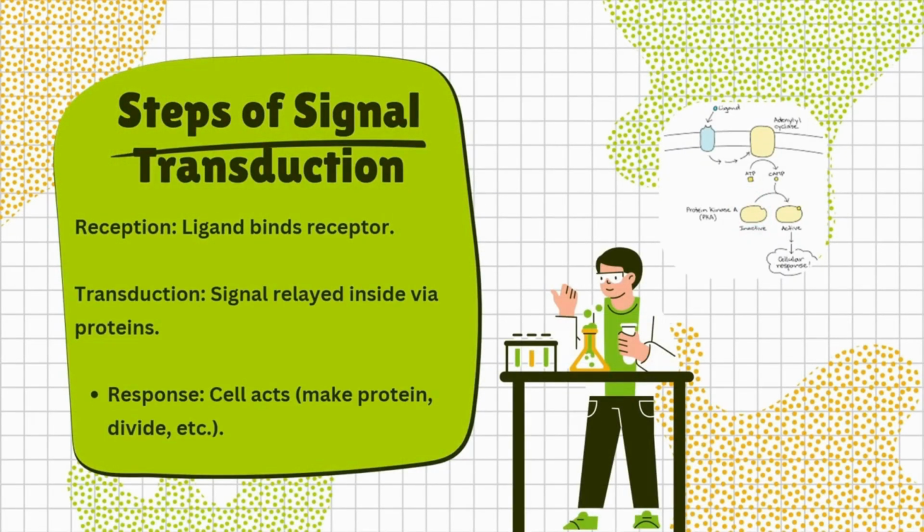When a signal reaches a cell, it goes through 3 main steps: reception, transduction, and response. Reception means the signal, called a ligand, binds to a receptor. Transduction is when the message is relayed inside the cell through a series of proteins, and response is when the cell actually does something, like make a protein or enzyme.